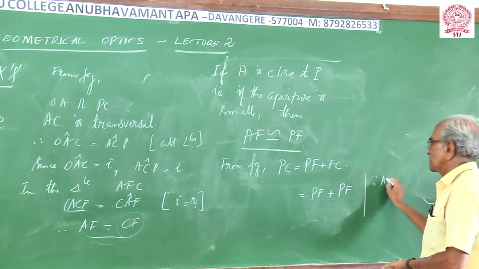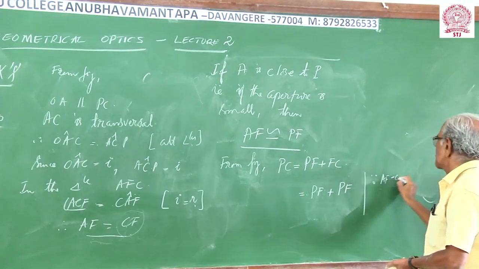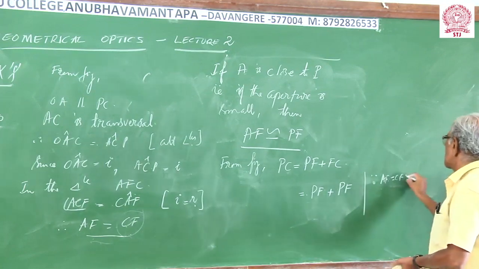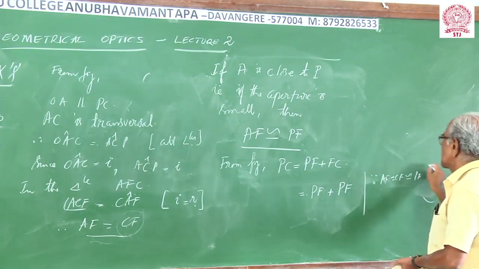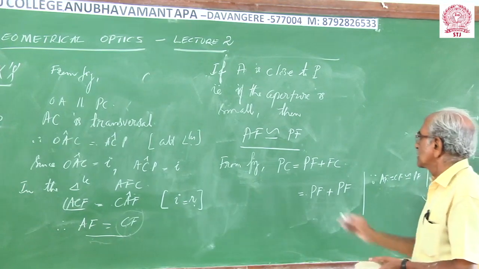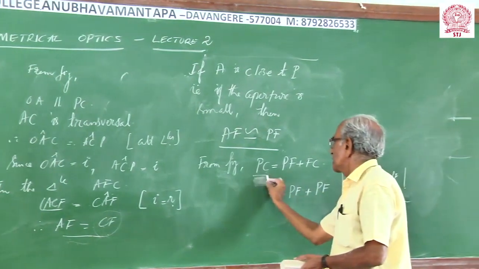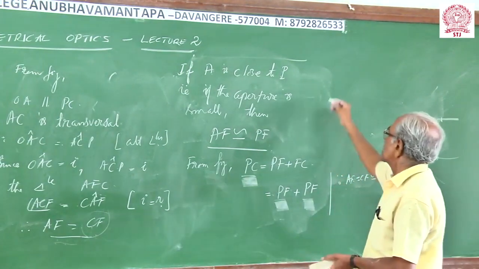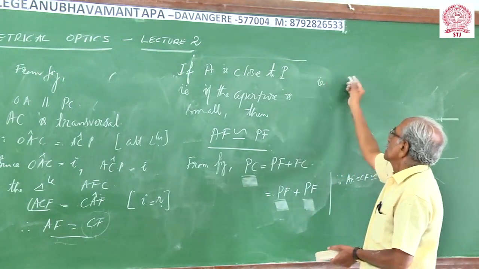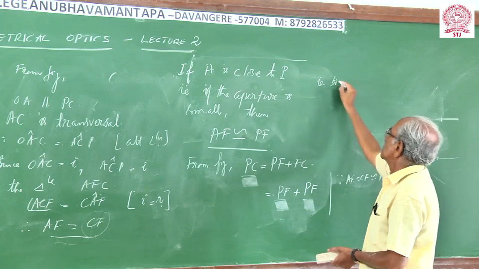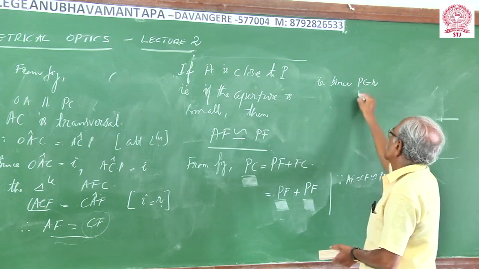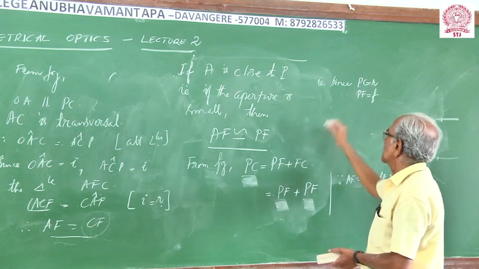Because AF is CF, and that is nearly equal to PF. So we can write this equation. But PC is R, PF is F. That is, since PC is R and PF is F, we have R.